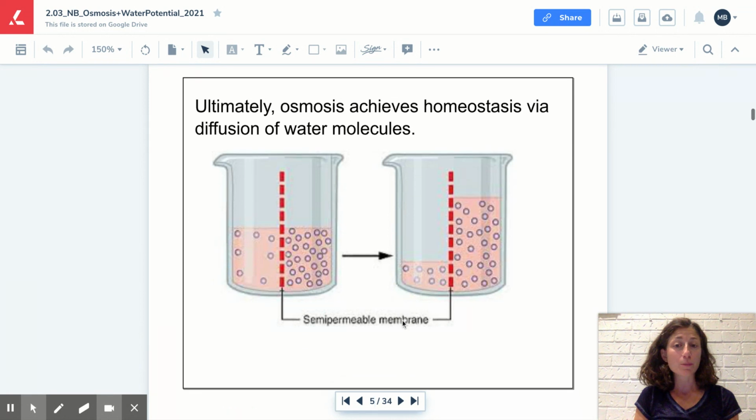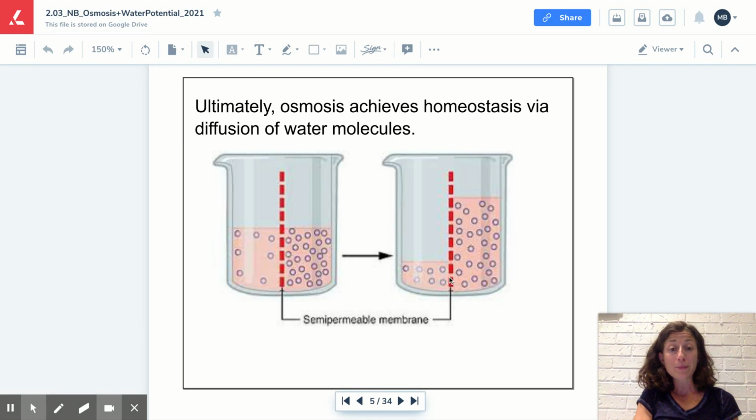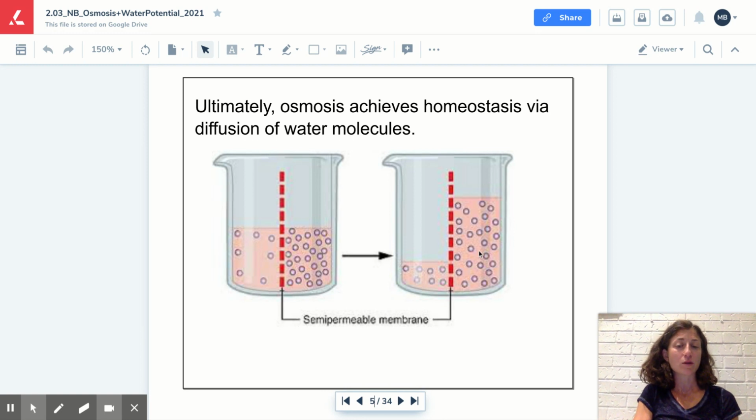So ultimately, the purpose of this is to achieve homeostasis. So when osmosis makes water move from high to low concentrations via this diffusion, the spreading out and creating equilibrium, what happens is we don't have the same amount of water here, but we have the same concentration. Now we have equilibrium in the concentration of solute in the water, and this solute can be anything. It could be salt, it could be sugar. We're saying solute just as a general term.